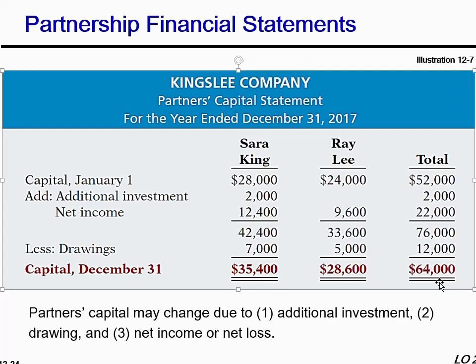In conclusion, partners' capital changes if there are additional investments, if there are drawings, and net income and net losses. So these are the items which affect the partners' capital. When we prepare the updated partners' capital with the help of the partners' capital statement, the ending balance sheet will have Sarah's capital of 35,400, whereas Ray's capital is 28,600.